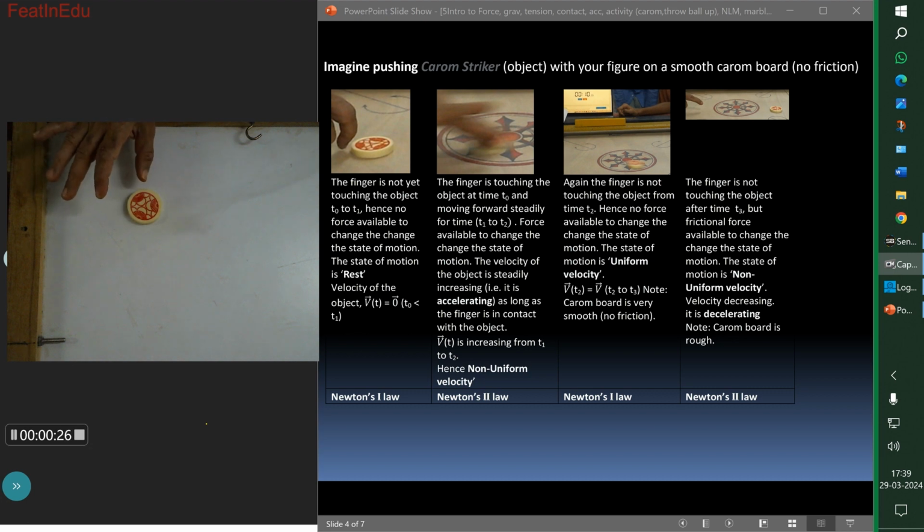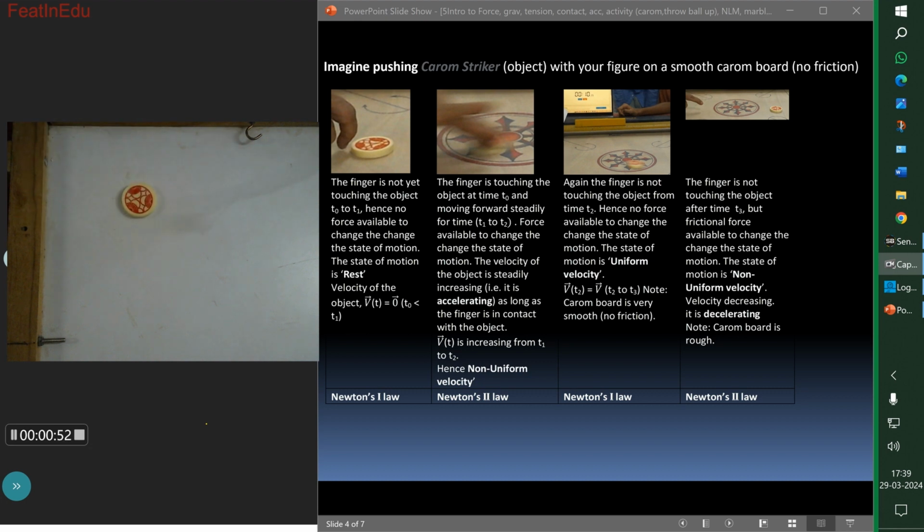Can you see t suffix naught? What is t naught? It's an instant of time. The object is not touching at t naught, and hence no force is available for the change. The state of motion is at rest. So the state of motion of this striker is at rest. Do you appreciate that? Yes.